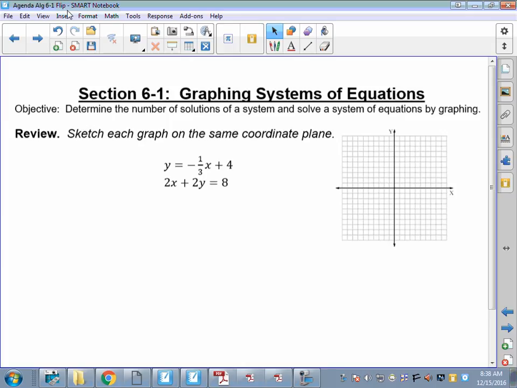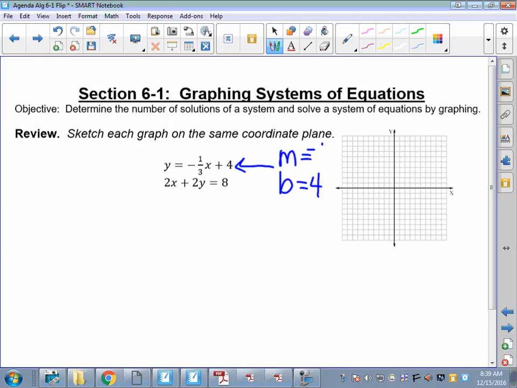So notice at the very first review problem, because we are going back to things you know how to do, which is graphing. It says to sketch each graph on the same coordinate plane. So my first equation, y equals negative 1/3 x plus 4. We're going to go to our oldie but goodie. We know that our b is 4, our slope is negative 1/3, which means I'm going to put a point on the y-axis at 4, go down 1 and over 3, down 1 and over 3.